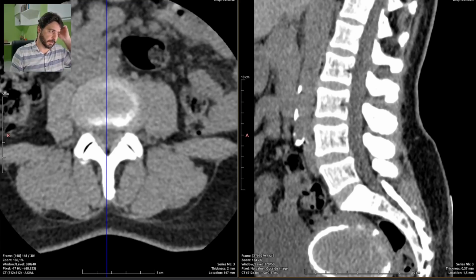And there is mild stenosis of the vertebral canal of L3, L4 and L4, L5, and moderate stenosis of the left neural foramina L3, L4, L4, L5, and L5, S1. And this is it.